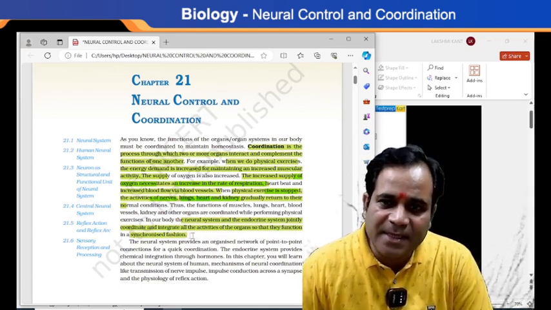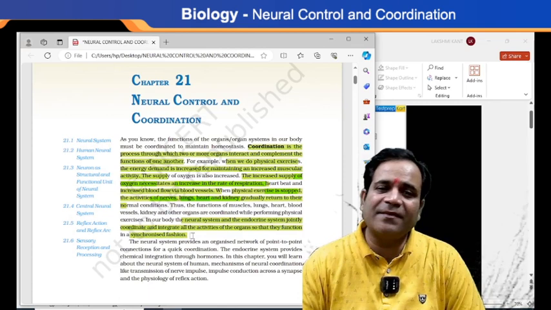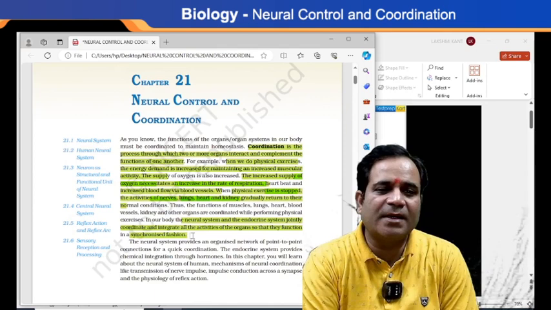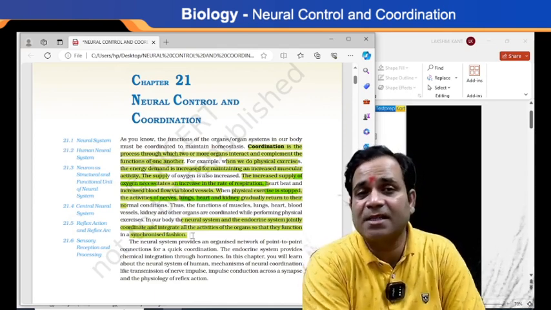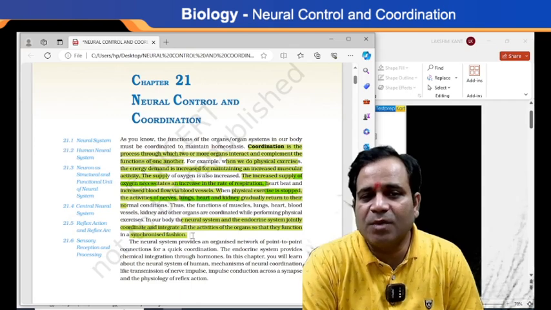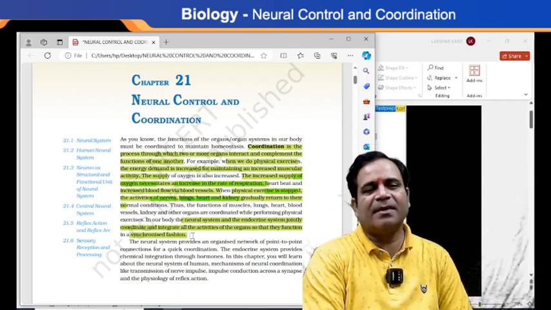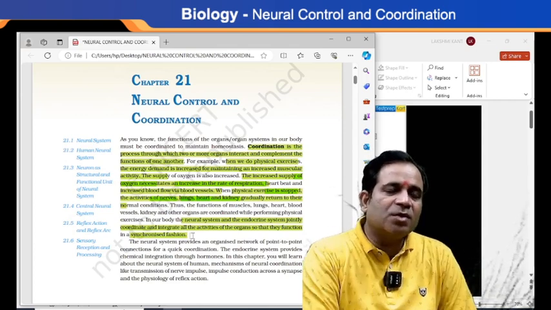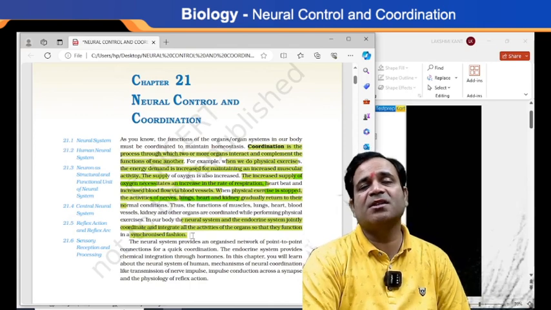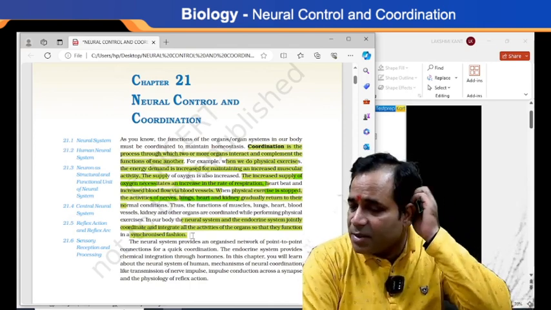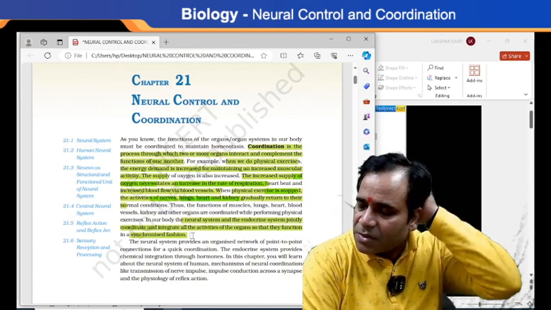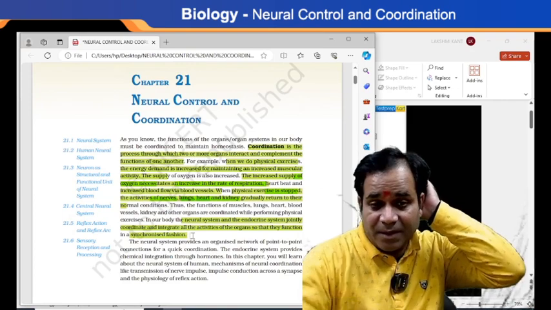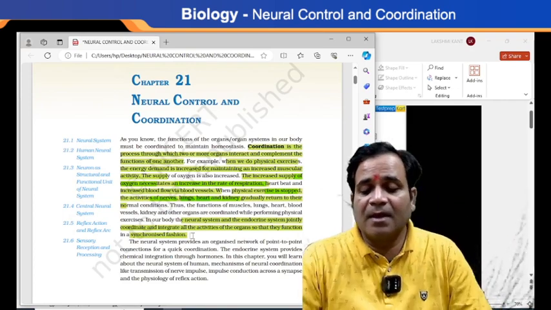If a system coordinates in a synchronized way with both of them, that is the neural as well as the endocrine system, then it is known as neural control and coordination. Now the question is, how is this impulse transported from one region to another? This neural chemical message is generally transported with the help of the neuron, my dear. Clear? Is that point clear?